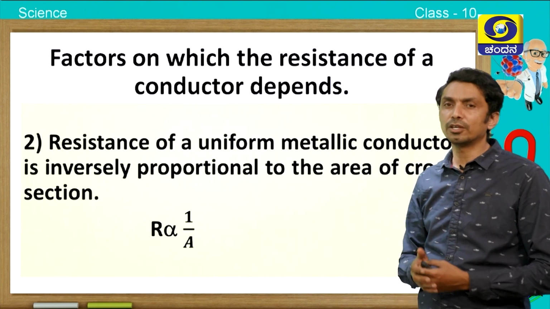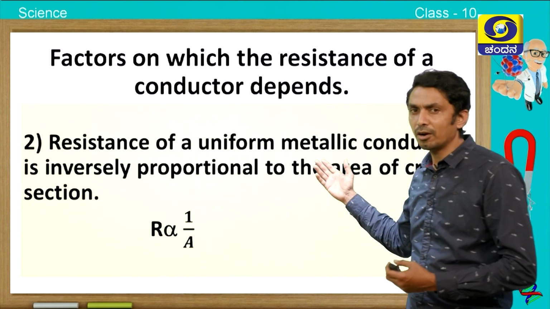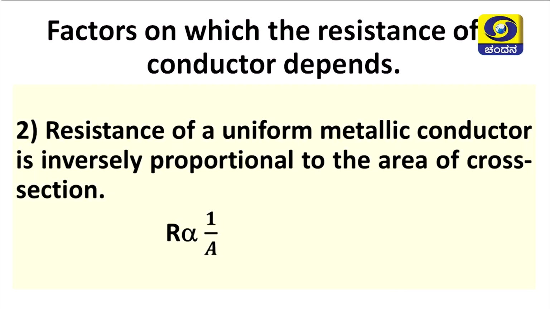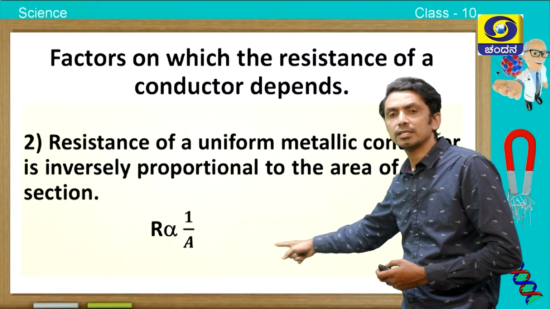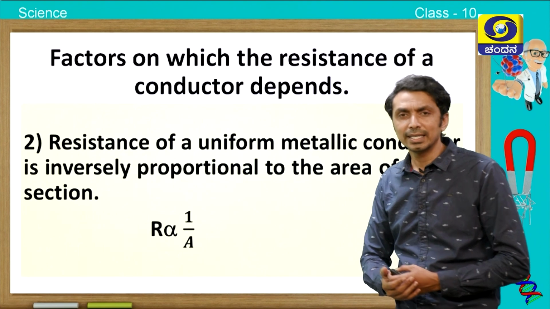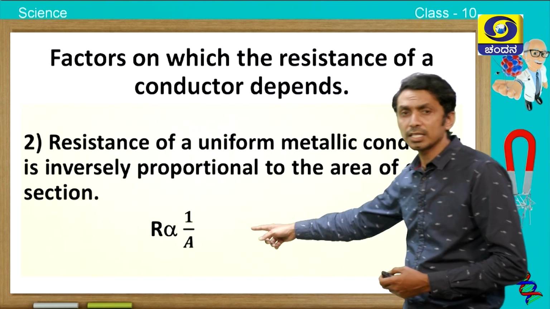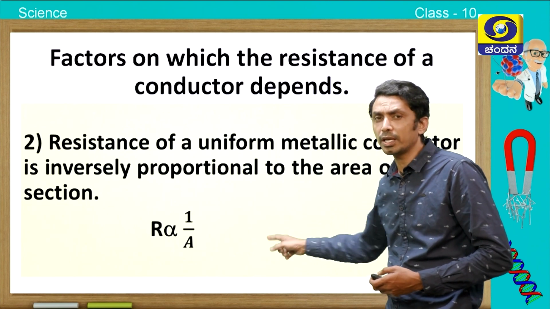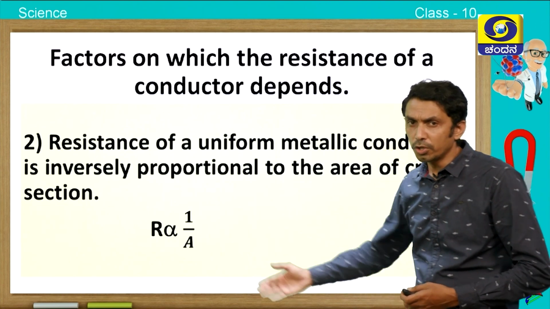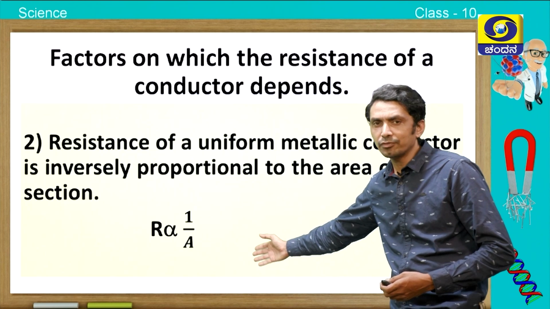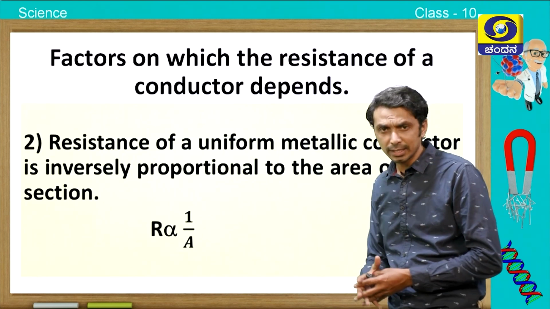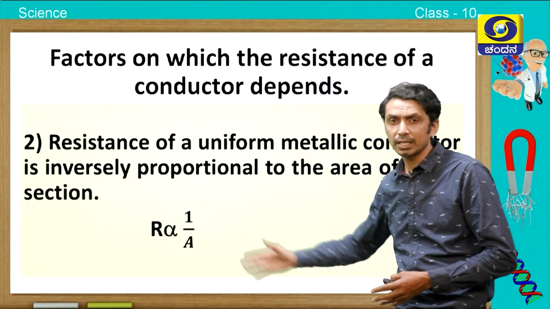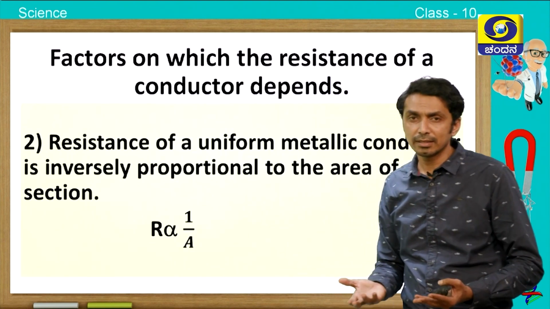Yes, we can conclude that the resistance of a uniform metallic conductor is inversely proportional to the area of cross section. That means R is inversely proportional to 1 by A, or R is proportional to 1 by A, or we can say resistance is inversely proportional to area of cross section. What do you mean by this? Yes, if we increase the area of cross section of the conductor, the resistance is less.